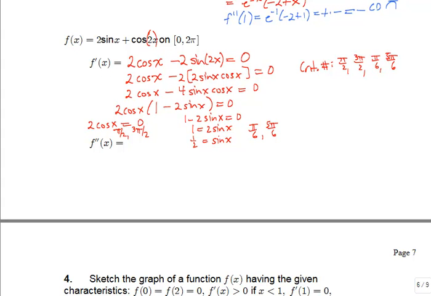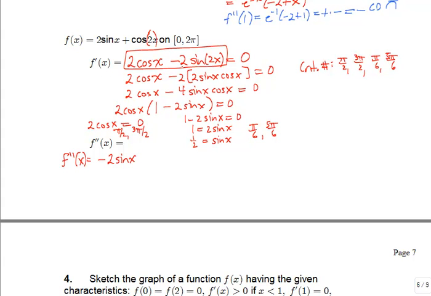So to do the second derivative test, I'm going to take the second derivative and I'm going to choose to do it from here because that's going to avoid having to do a product rule on this part over here. So I'm going to take my derivative from the very first line. The derivative of 2 cosine x. The 2 would stay there, but the derivative of cosine x is minus sine x.